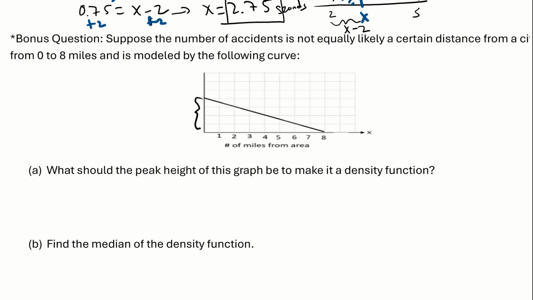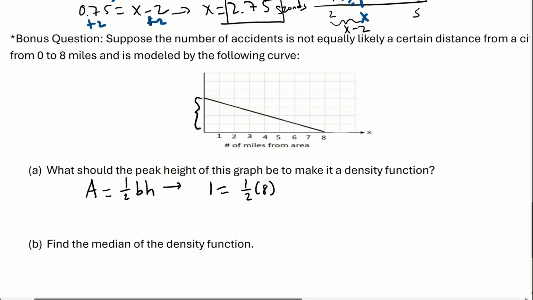So we need to figure out what the height should be, right? Remember that the area has to be equal to 1. Now this is a triangle, so the area is 1/2 base times height. So we need the area to be 1. So 1 is equal to 1/2. Now the base here is 8, and then we need to figure out the height.